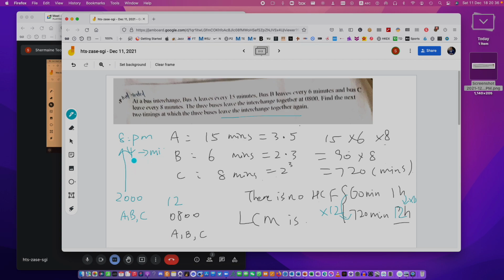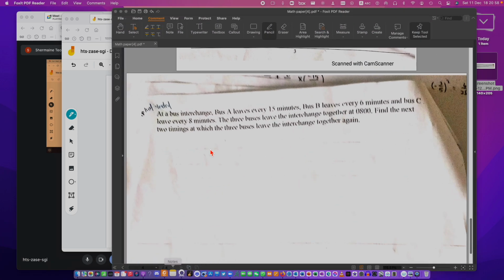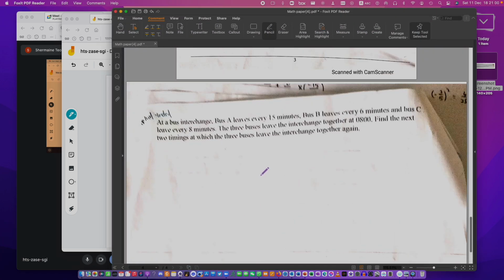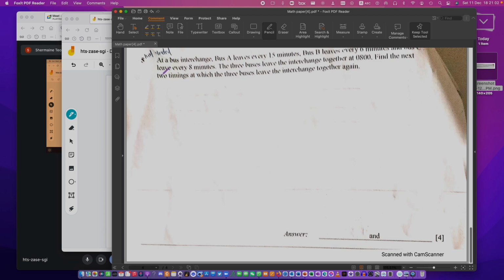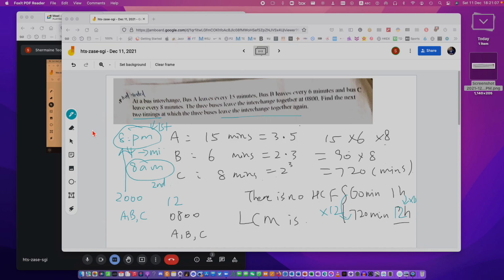So you still have another 8, so it's 8 a.m. again. So it's 8 p.m. and then 8 a.m. These are two timings. This is the first. This is the second. They will leave the interchange together again. Okay? Okay or not? Yeah. Okay, good. So that's the end for this question 1 to 5.